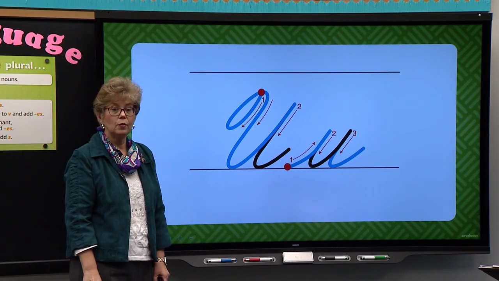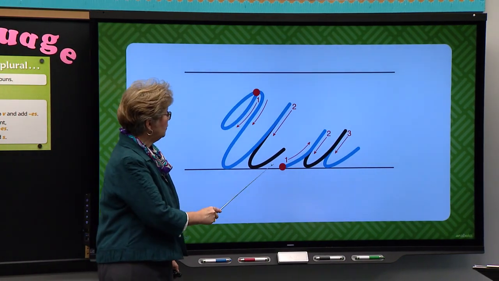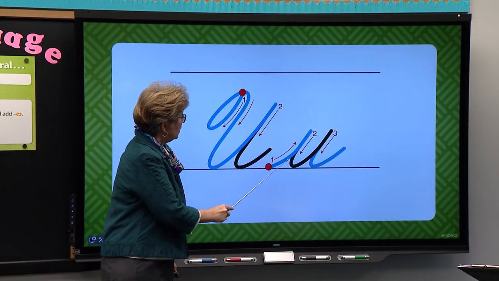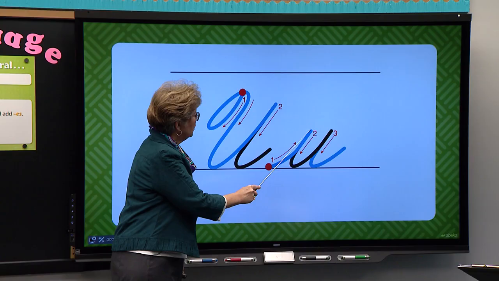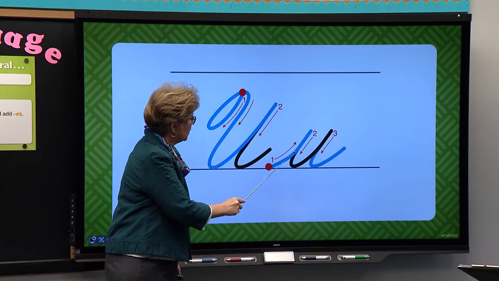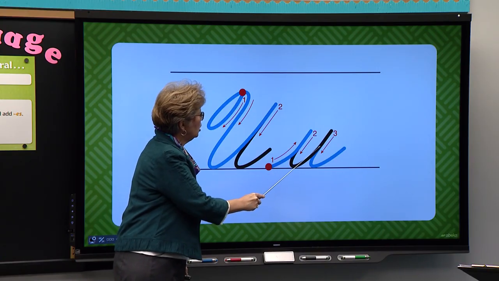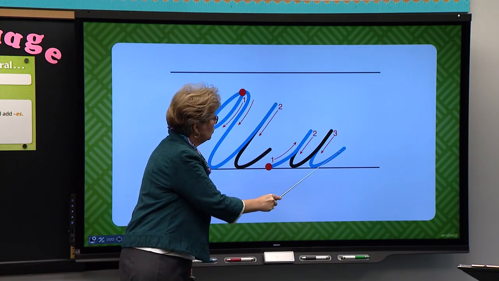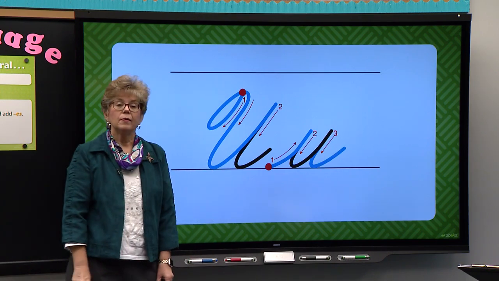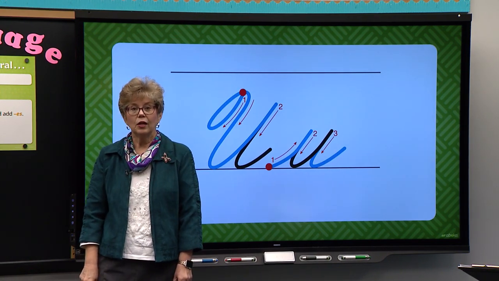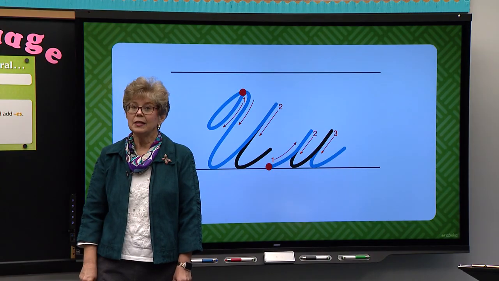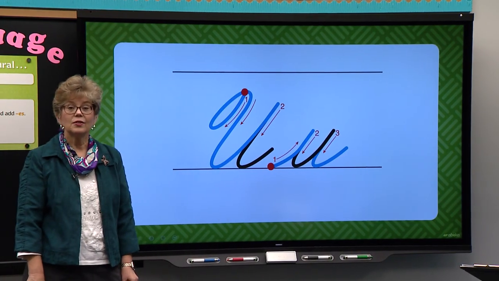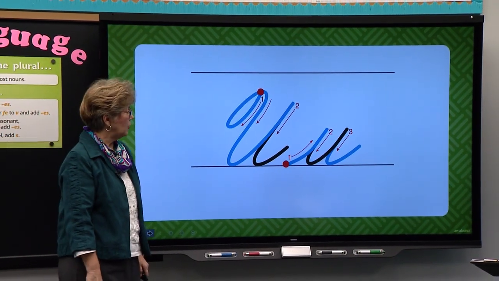Lowercase letter u begins at the baseline, goes up, it looks much like an i. We slant back down, and then it kind of looks like we're doing it all over again. Slant back down, and there's your connecting stroke. Your goal with lowercase letter u is to maintain consistent size, slant, and space throughout the letter.